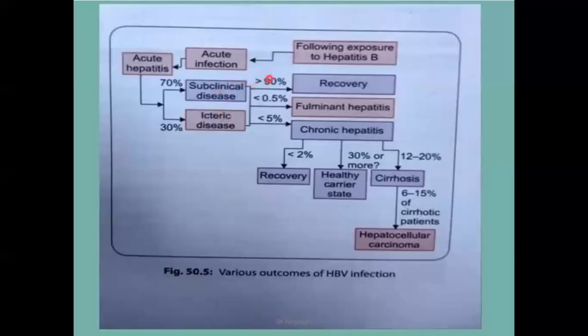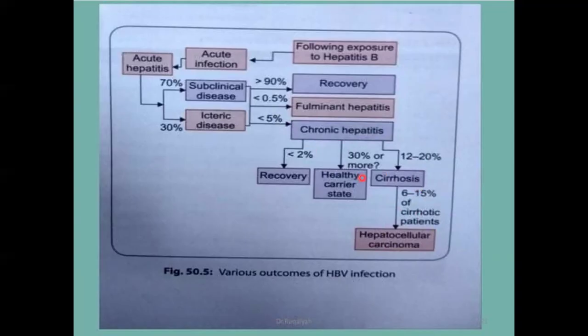So subclinical disease, greater than 90%, most likely you'll recover. Less than, this is 0.5 disease, you're going to get fulminant hepatitis. Then in less than 5%, you're going to get chronic hepatitis. And when you get chronic hepatitis, there's a 2% of recovery. 30% or more, you'll be a healthy carrier state. And then 12 to 20%, you'll develop liver cirrhosis. And once you develop cirrhosis, there's a 6 to 15% chance of developing hepatocellular carcinoma from the cirrhosis.